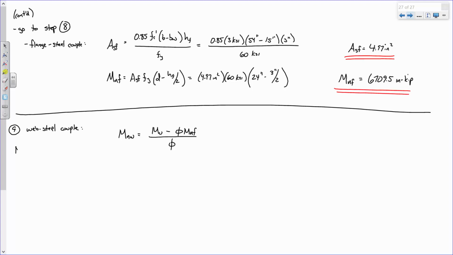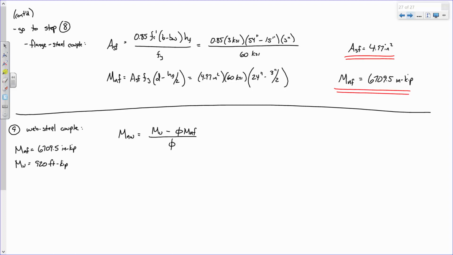Now, MNF we said was 6709.5 inch kips. What was MU? Remind me. Well, that was from way back at the very beginning of the problem. 920. 920 what? Foot kips. There we go. See a problem? So, what should we do? Well, we have an option. We can either convert this to foot kips or convert this to inch kips.